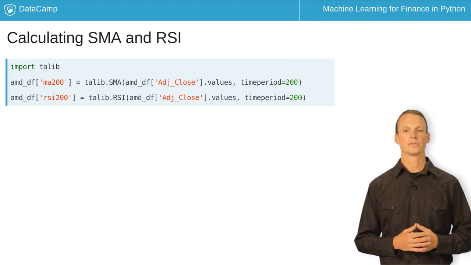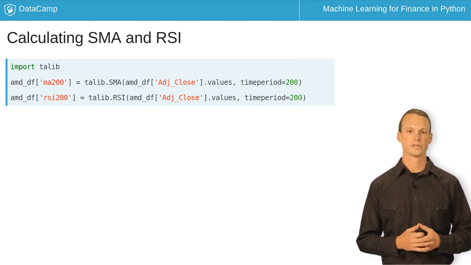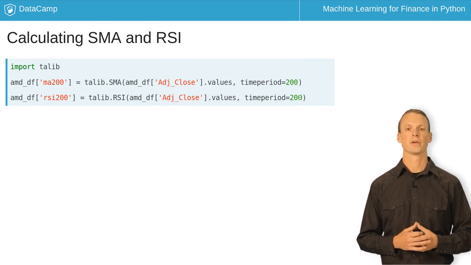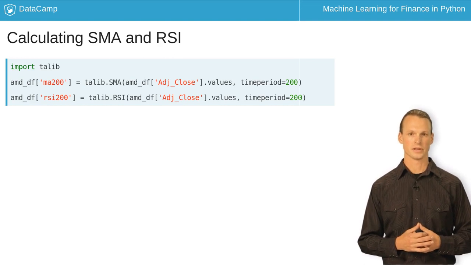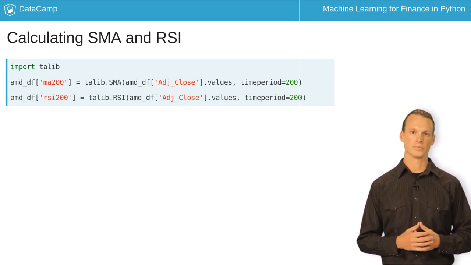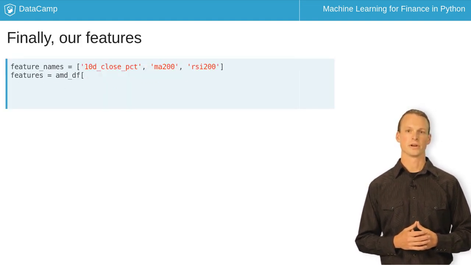We're using 200 for time period and adding the new feature to our data frame as MA200 for the 200-day moving average and RSI200 for the 200-day RSI. For TALib functions, we must provide NumPy arrays, not pandas objects. The values property of pandas series and data frames yields NumPy arrays. We can now make our features and targets.